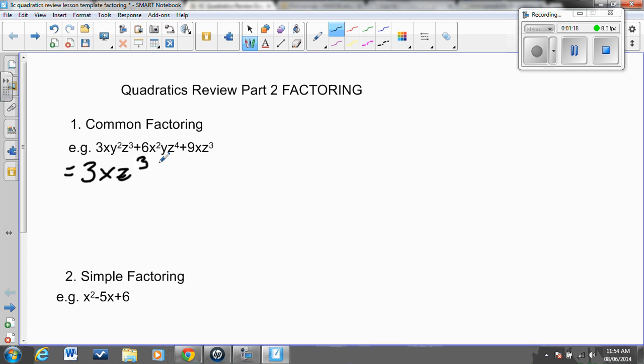Now I need to see what's left over when I divide each term by that greatest common factor. We started with 3 terms, so we're going to end up with 3 terms inside our bracket. When we divide something by itself, it gives us a 1. So 3 divided by 3 is a 1, x divided by x is a 1, z cubed divided by z cubed is a 1. So the only thing that we need to write down, the leftovers from the first term, would just be a y squared because everything else was just a 1.